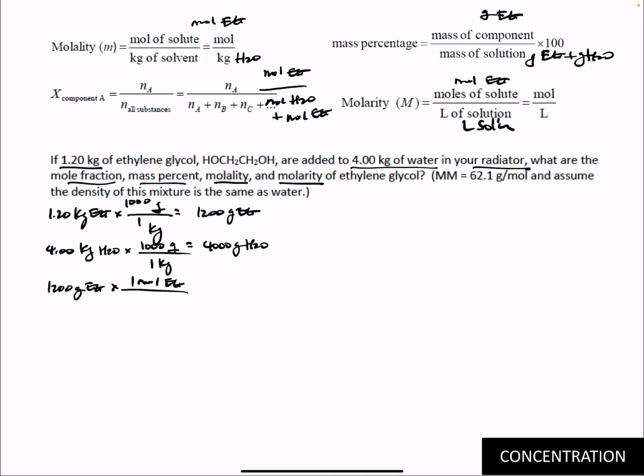The molar mass is 62.1 grams. 1,200 divided by 62.1 is 19.3 moles ethylene glycol. All right, and then 4,000 grams water. 1 mole of water equals 18.02 grams of water, so 4,000 divided by 18.02.